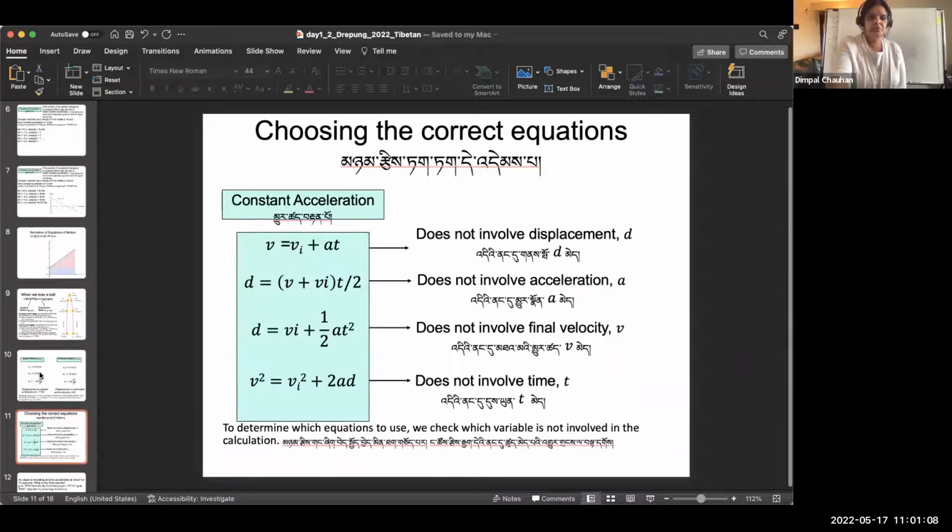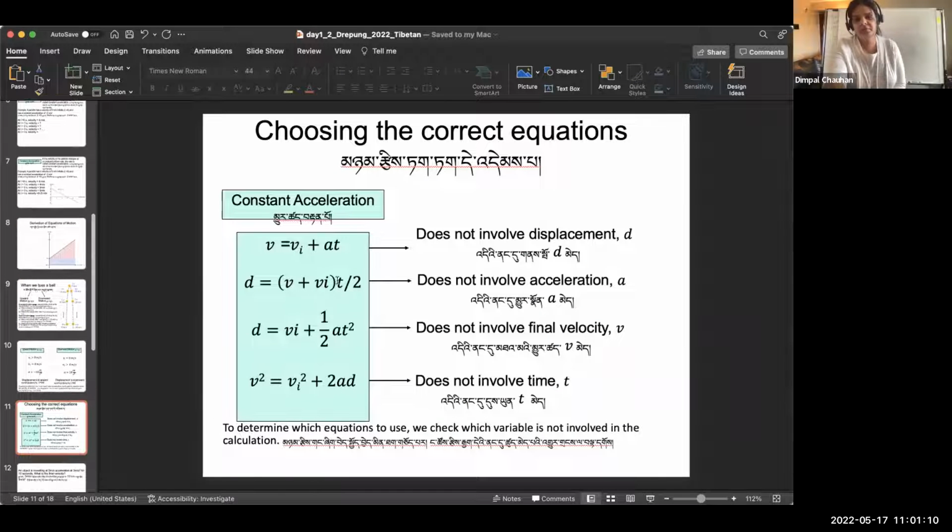So let's first do an example. We just derived the equations of motion. Now, whenever we do any problems for any equations, we always see which variable is given and which is not. And based on that, we can choose which equations to use.